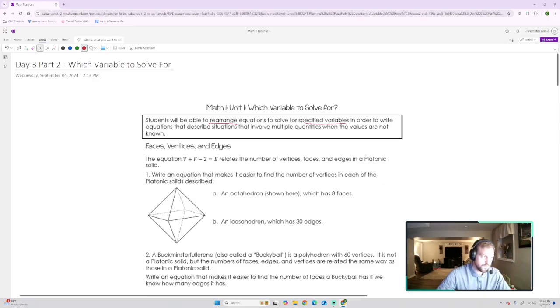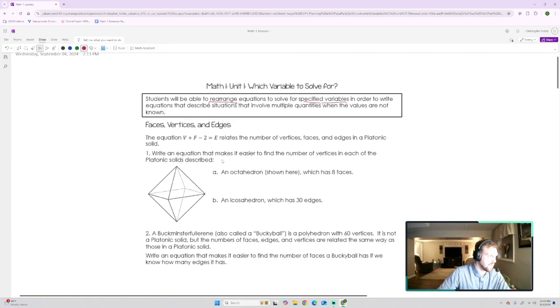So let's go through our first examples here. All right, we got a multi-variable equation here. Faces, vertices, and edges. We got variables that are related somehow. It says that the equation v plus f minus 2 equals e relates the numbers of vertices v, faces f, and edges e in a platonic solid. Platonic solid is a fancy way of saying this shape right here. Write an equation that makes it easier to find the number of vertices in each of the platonic solids described.